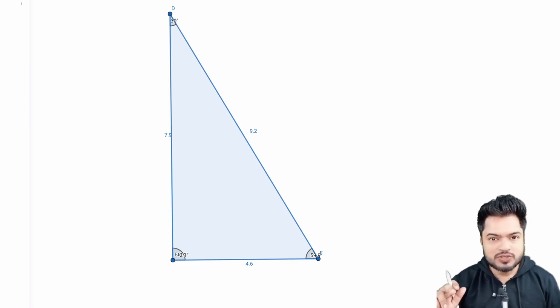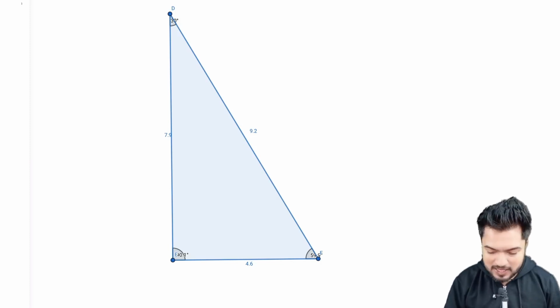Which is the side that is 2? That is always opposite to 90. So check, side opposite to 90 is 9.2. Which is the side that is 1, opposite to 30? That is 4.6. 4.6 into 2 is 9.2. See, here only you got the ratio is 1 is to 2. And the next is root 3. Root 3 is what? 1.73. So 4.6 into 1.73 will give you 7.9. So you know that the ratio is 1 is to 2 is to root 3 always.